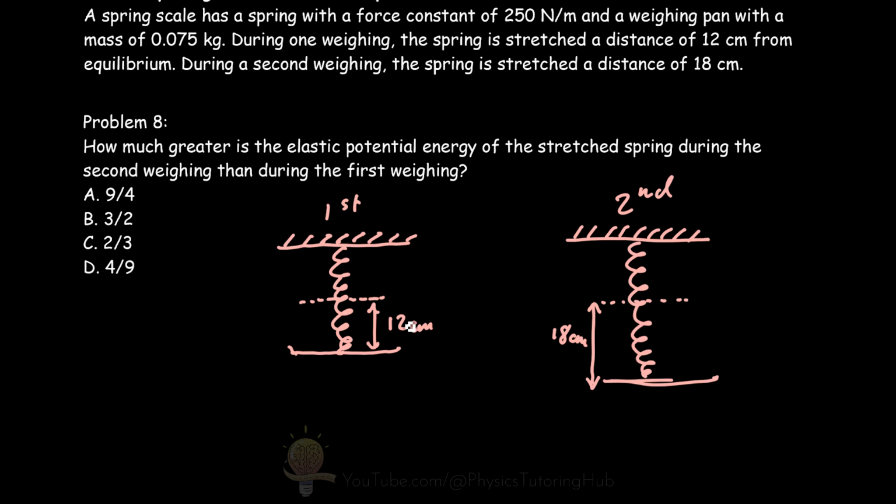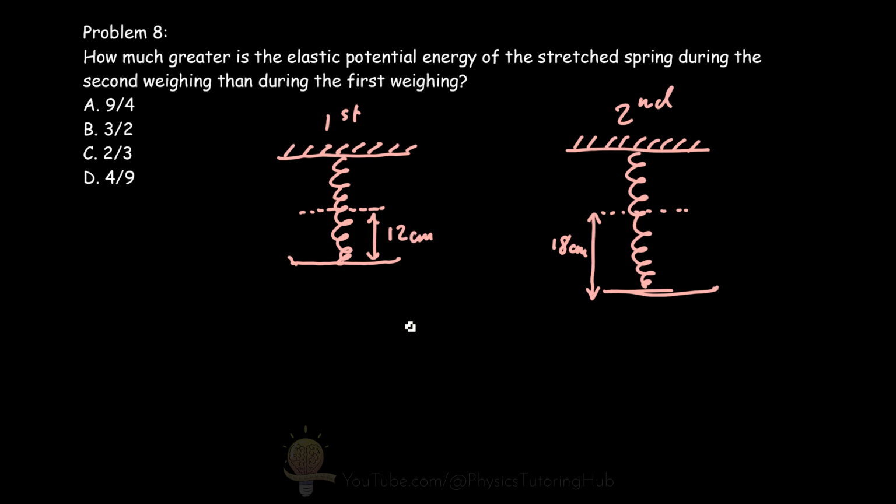So first of all, the elastic potential energy in a spring can be determined with this equation. The elastic potential energy is equal to half multiplied by the spring constant, or the force constant, multiplied by the distance the spring is being compressed or stretched, squared. So the distance the spring is being stretched away from its equilibrium position in the first case is 12 centimeters and in the second case 18 centimeters.